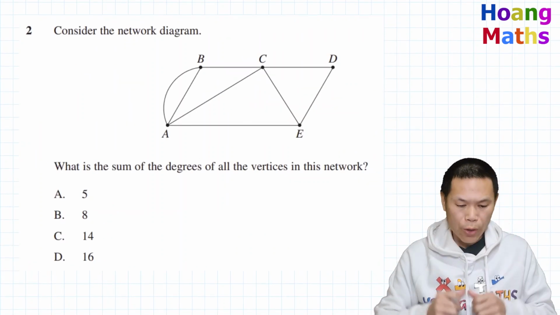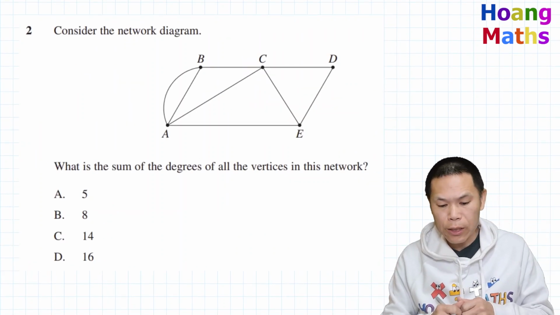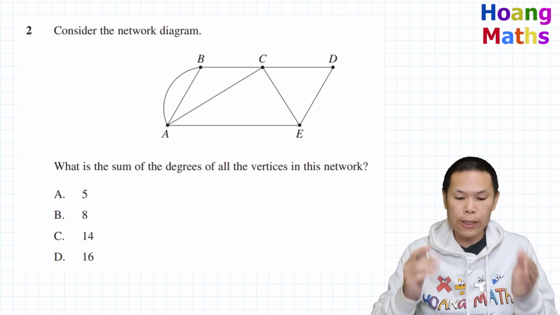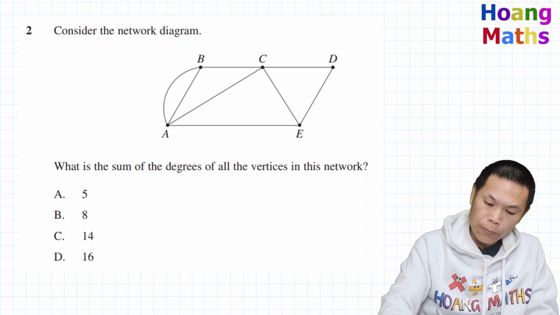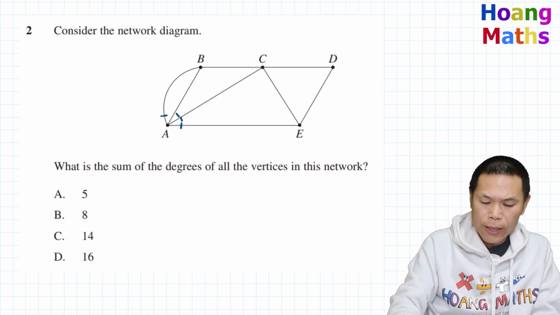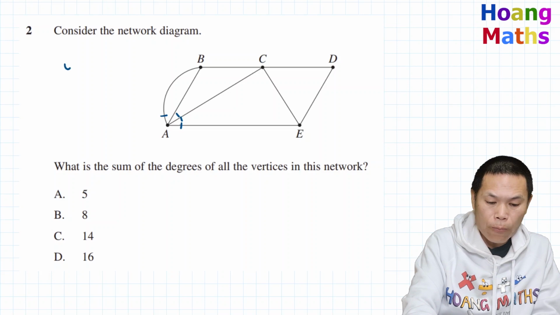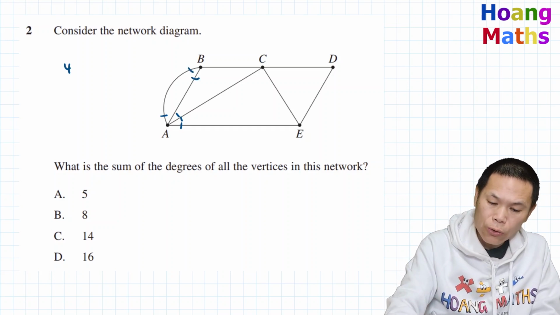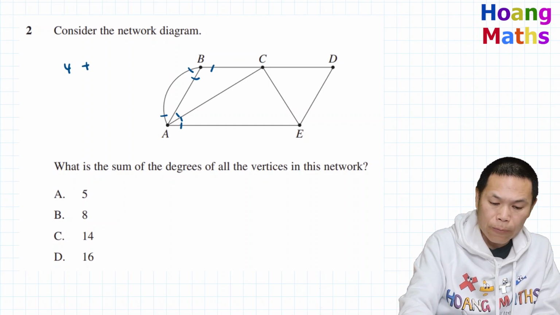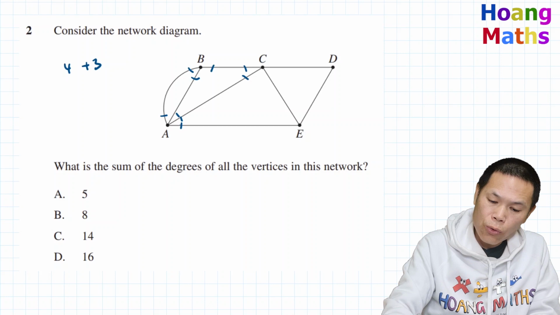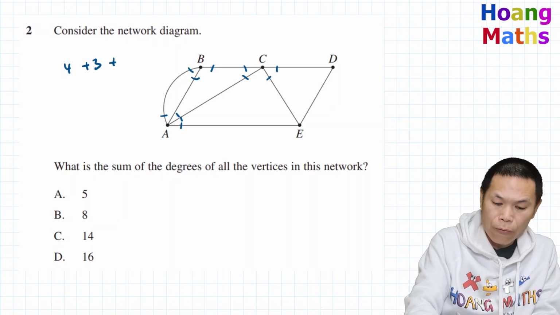Question number 2. What is the sum of the degrees of all the vertices in this network? So the degree is this: 1, 2, 3, 4. So in vertex A, we have a degree of 4. Keep that in mind. And for vertex B, 1, 2, 3, so we add 3. And then vertex C, we have 1, 2, 3, 4, so we add another 4.